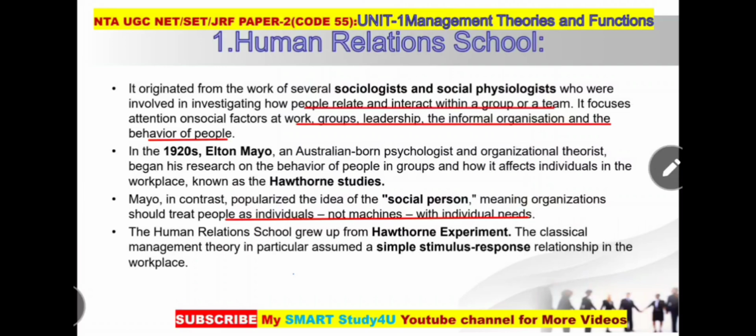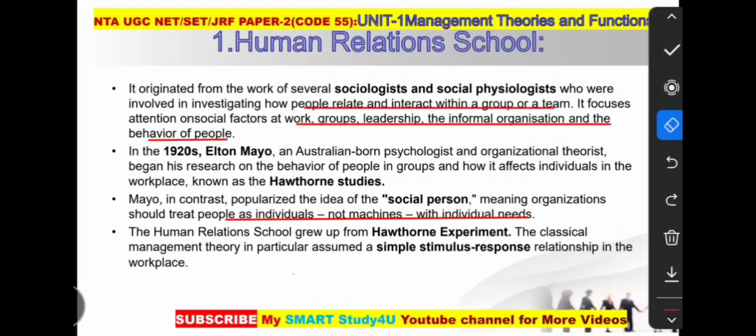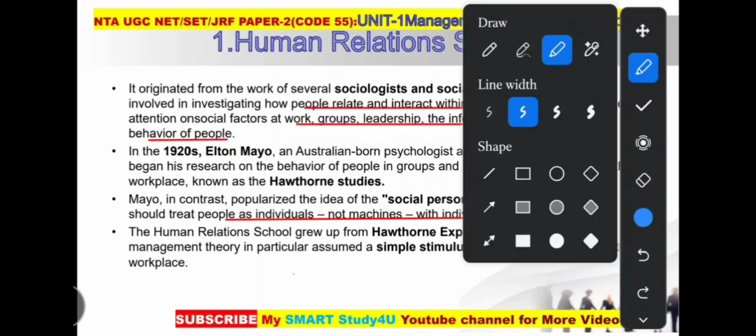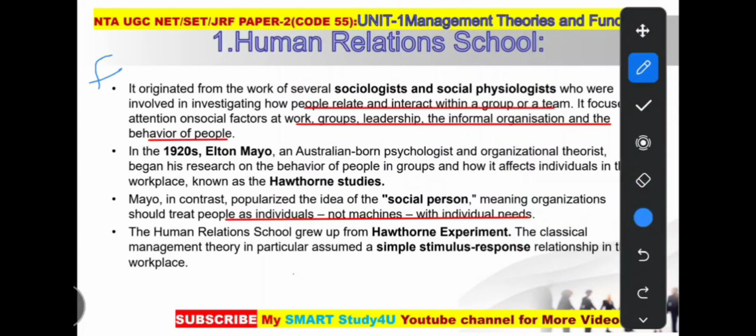He is known as father of human resource movement. Father of human resource movement. It is very important. You should memorize this. He is the father of human resource movement.